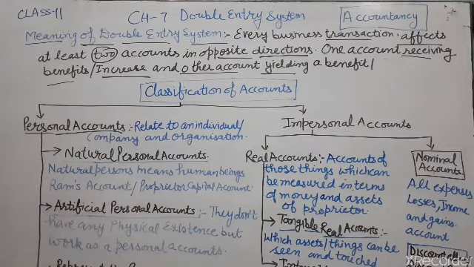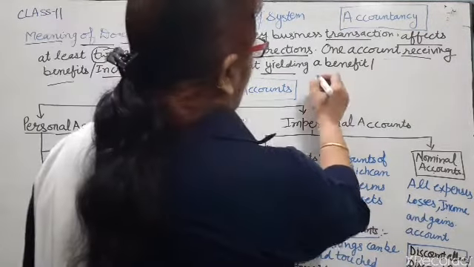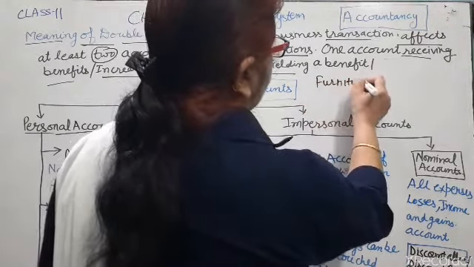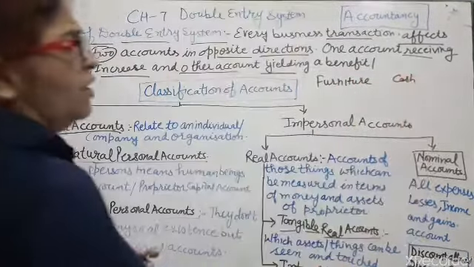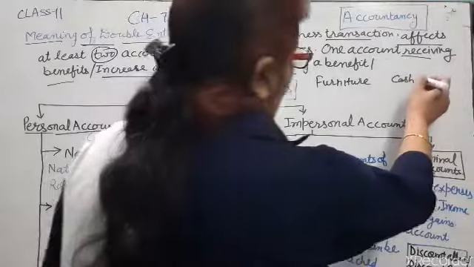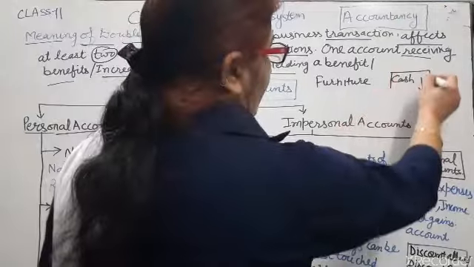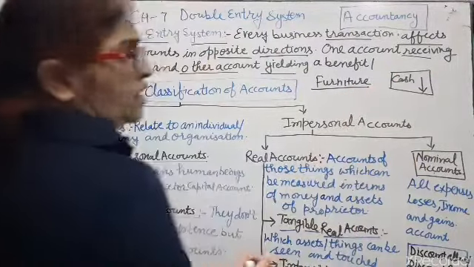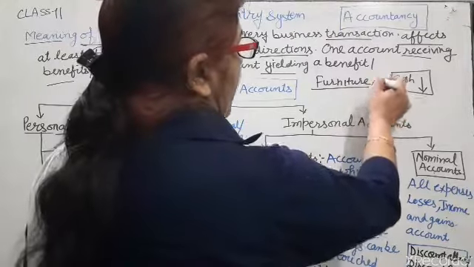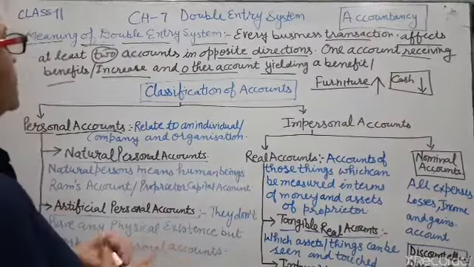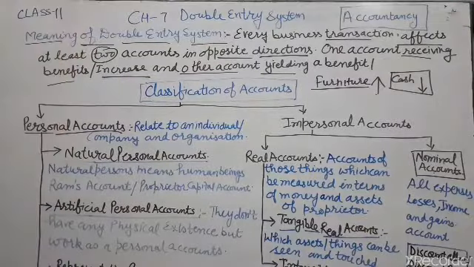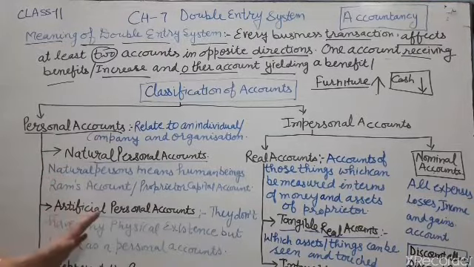For example, a businessman purchases furniture for cash. When we go to the market to purchase furniture and pay cash to the furniture shopkeeper, then our pocket cash is reduced and the furniture is now our asset and it will increase. So this is the logic of the double entry system. This method is a scientific method and a complete system of recording financial transactions.